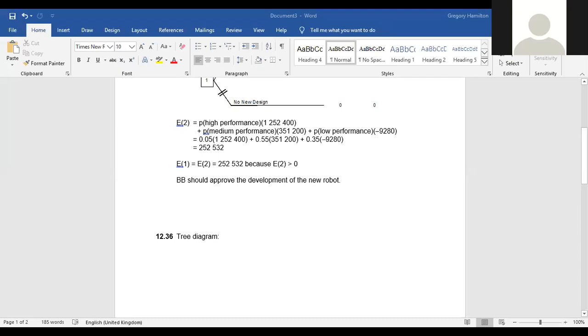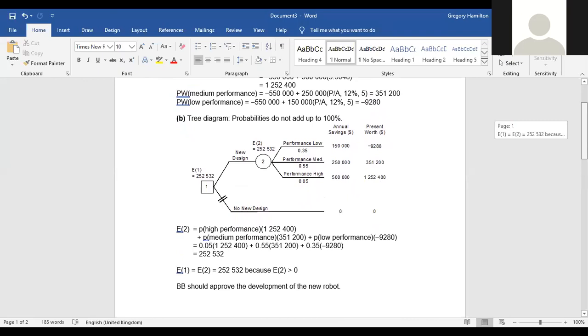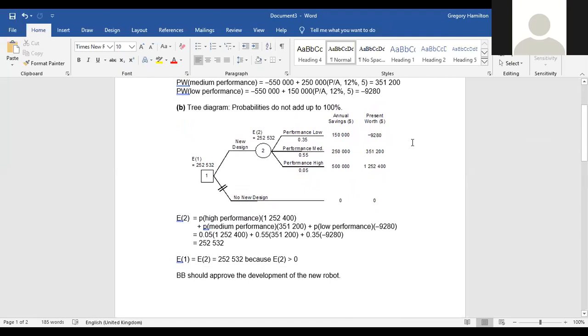Okay, so here are the numbers that we just found, right? And then here is our probability tree. If you remember, we always start on the left. So first, we draw our probability tree. Here we know the first decision was to decide to use the new design or not to use the new design. If we didn't use the new design, there's nothing to earn from it, right?